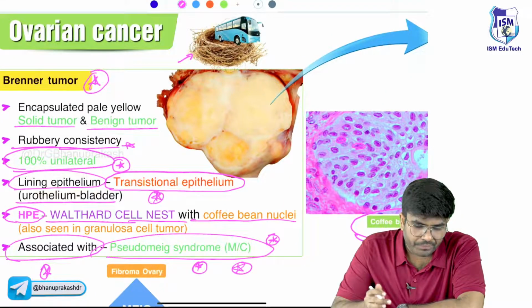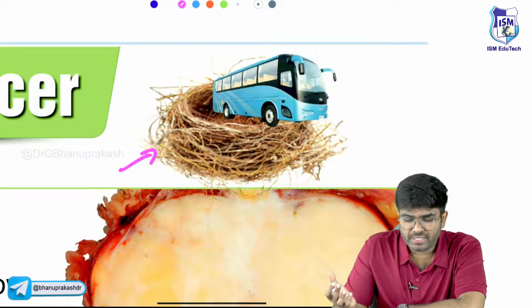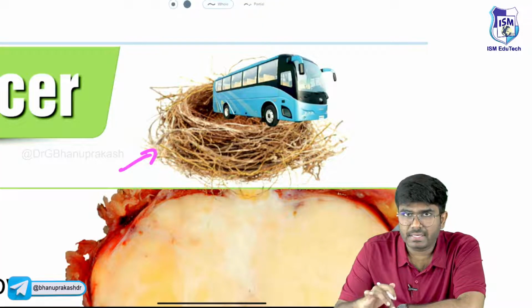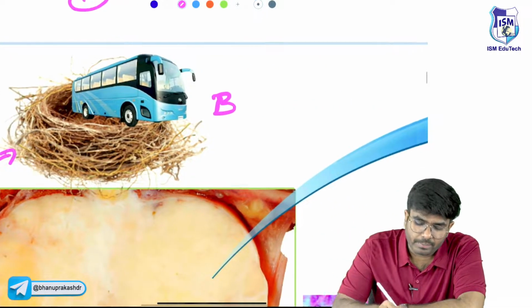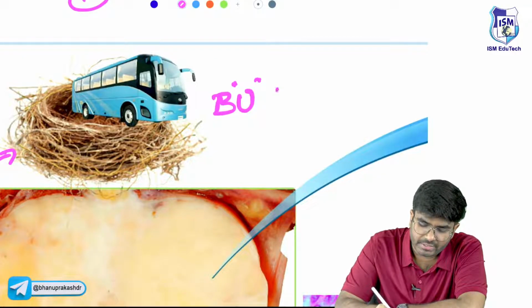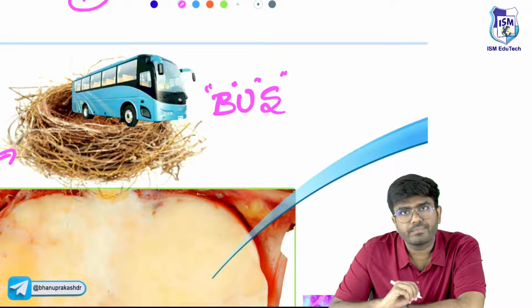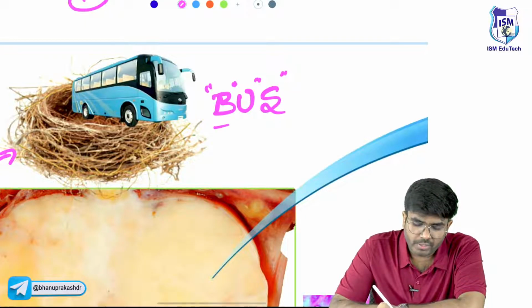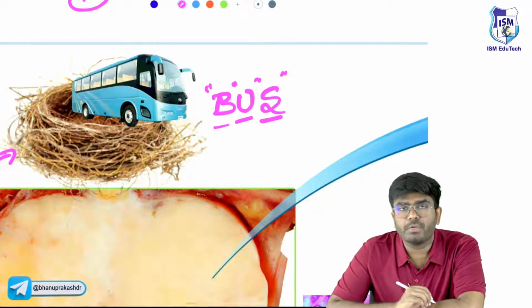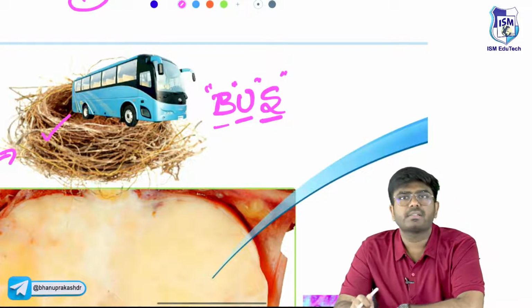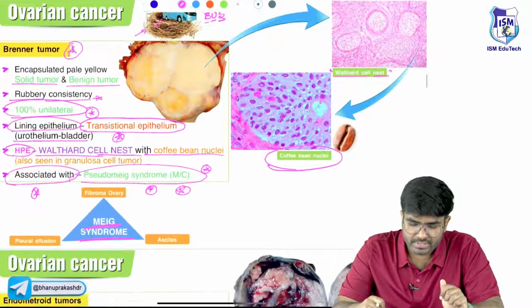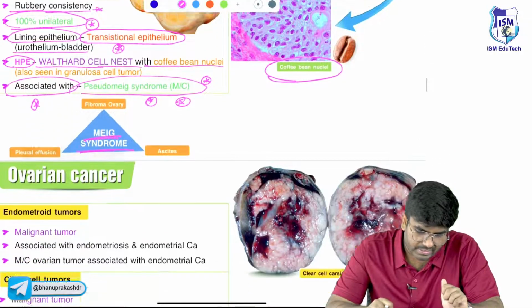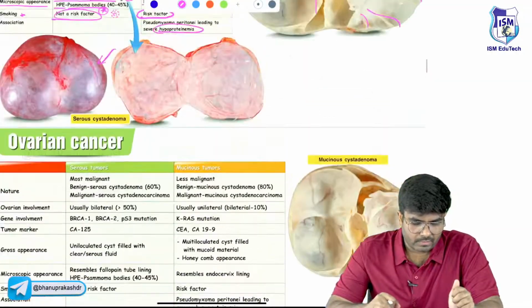Here you can see this is a mnemonic. Why I kept a bus in the nest is because B is for Brenner tumor. B, U, S: bus, right? U is going to be 100% unilateral, and S is going to be solid. So Brenner tumors are solid and always unilateral. And what about this nest? That nest should remind you of Walthard cell nest.